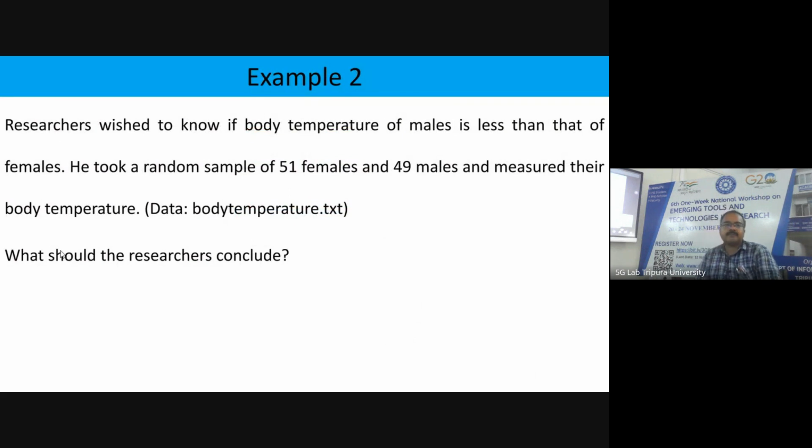Second example: researchers wished to know if the body temperature of males is less than that of females. It's very easy to understand the query: whether the body temperature of male is higher than or lower than the body temperature of female. So he has taken 51 different females and 49 males and measured their body temperature. Simple data collection. What should be the researcher's conclusion?